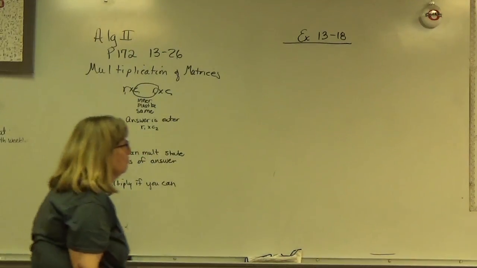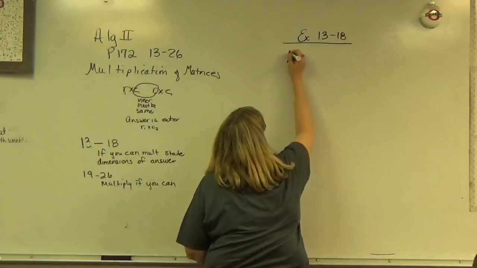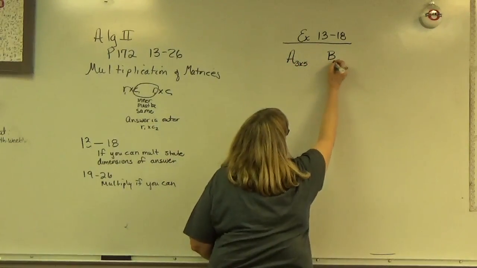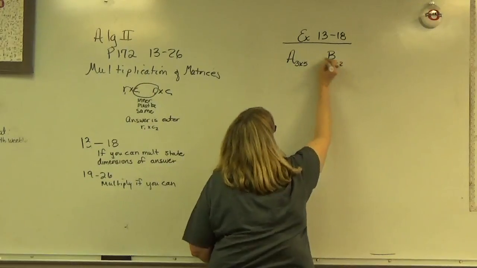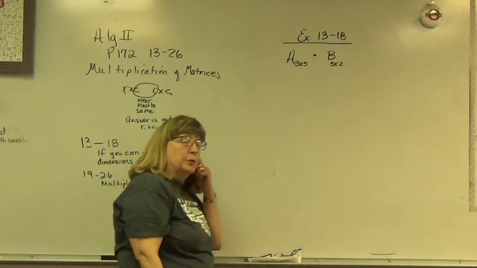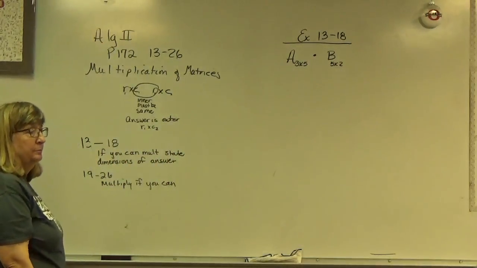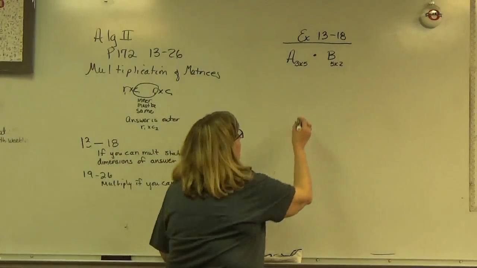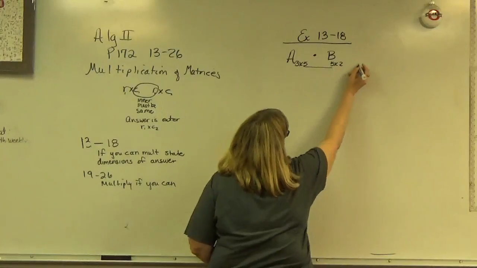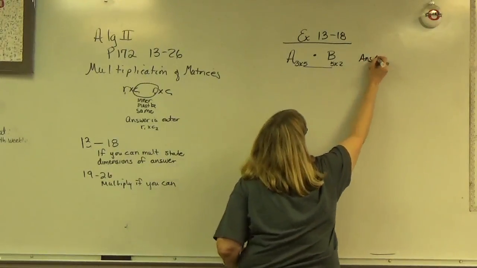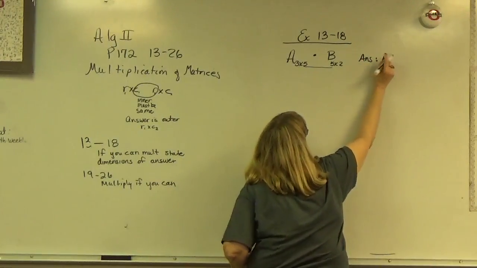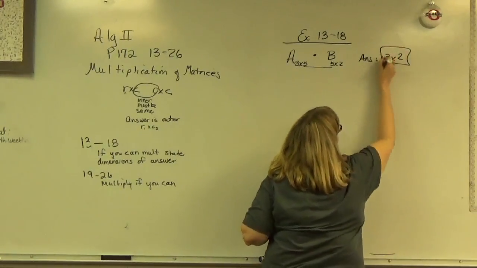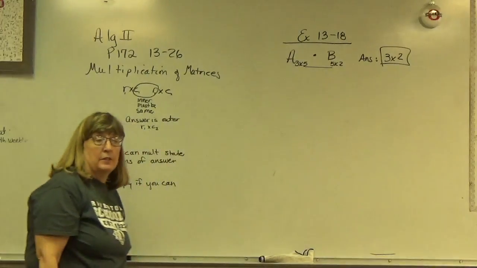They're going to give you a couple matrices, like let's say matrix A is a 3 by 5, and matrix B is a 5 by 2. Can I multiply those two? Yes. Why? Because the two inner numbers are the same, so my answer is going to end up being what? What's left over: 3 by 2. So that's what you're doing on 13 through 18.